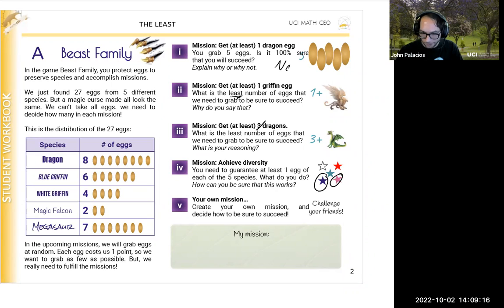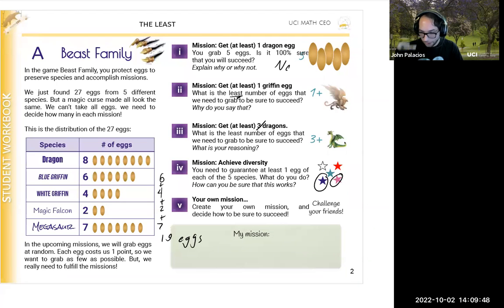Okay, so how does this work? Again, we start with a worst case scenario. We draw all 7 of the Megastar eggs, 2 of the Magic Falcon eggs, 10 of the Griffin eggs, 6 and 4 respectively. And we don't have any dragon eggs yet. This is a worst case scenario, but this could happen. So we have 10 plus 2 is 12 plus 7 is 19 eggs drawn and still no dragon egg.